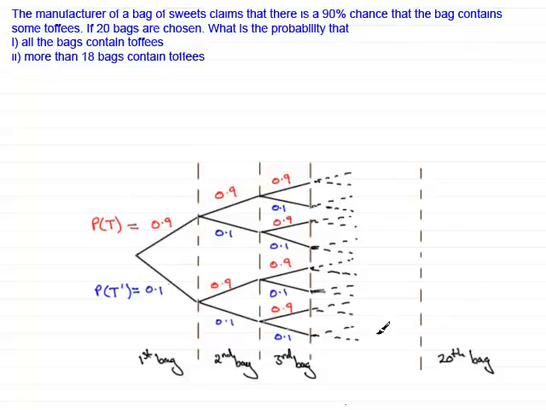So, typical binomial distribution. But I'm not encouraging you to draw a tree diagram. I just want you to be aware that this is what's going on in the background. Okay, let's just remove the tree diagram and we'll get on with the question.